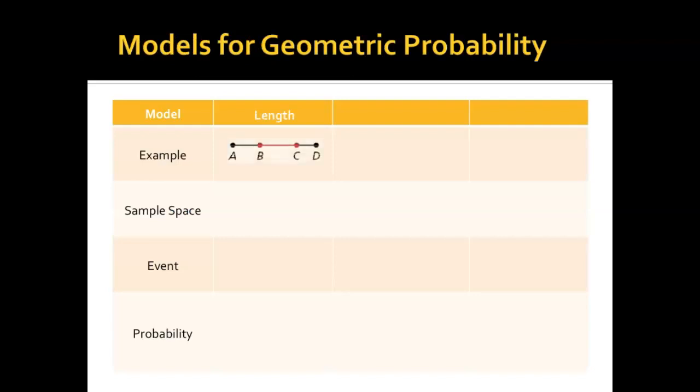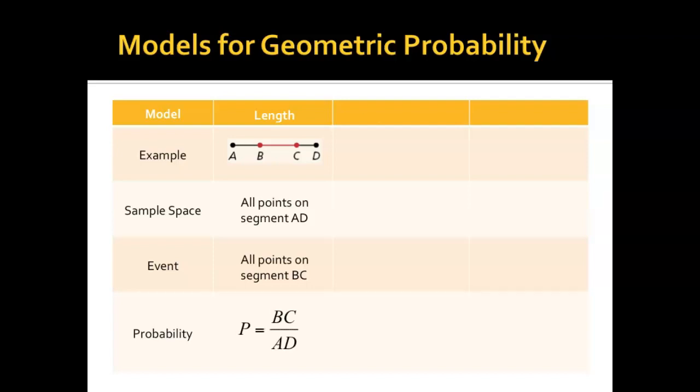So let's say you're looking at length. For example, here is a line segment, and you can see points A, B, C, D on it. Now the sample space would be all the points that are on that segment AD, from A all the way to D. That could be a sample space. Now an event could be that red portion that's highlighted there, and that could be what you want, your favorable outcome. So all points on segment BC. So it's some portion of the sample space. So to find the probability, you would find the length of BC and divide it by the length of AD.